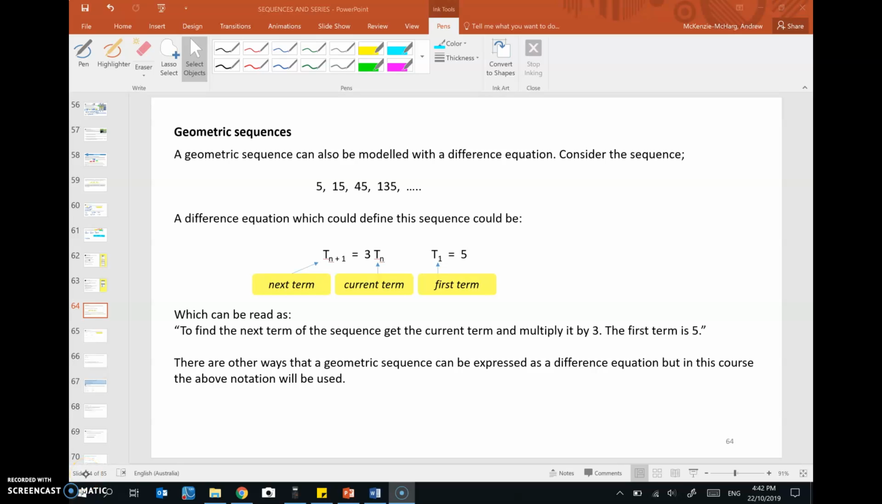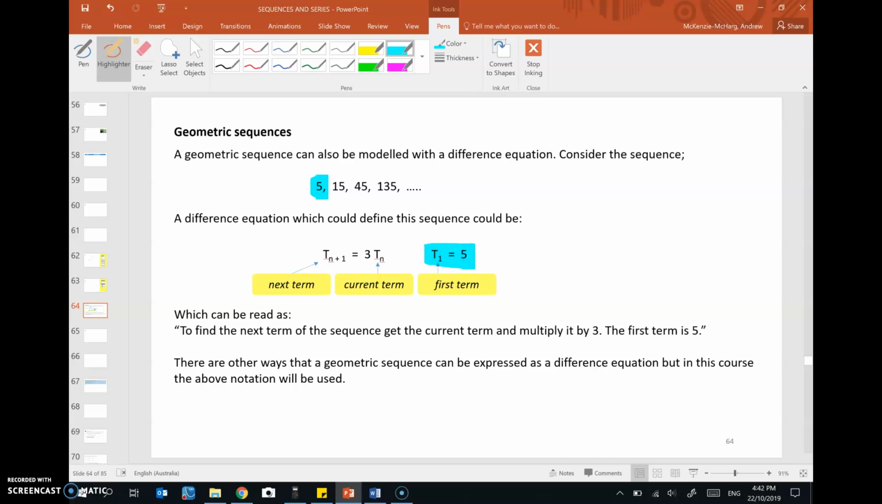General Math students, in the previous video we were looking at arithmetic sequences as difference equations. In this video we're going to do the same but with geometric sequences. So the notation's very similar. We still detail the very first term in a sequence. So the first term in this sequence is 5, so we put that here.